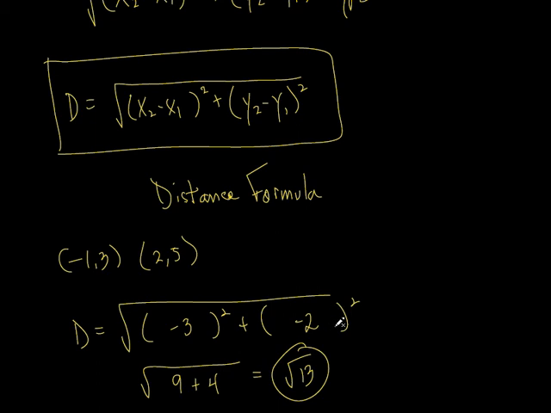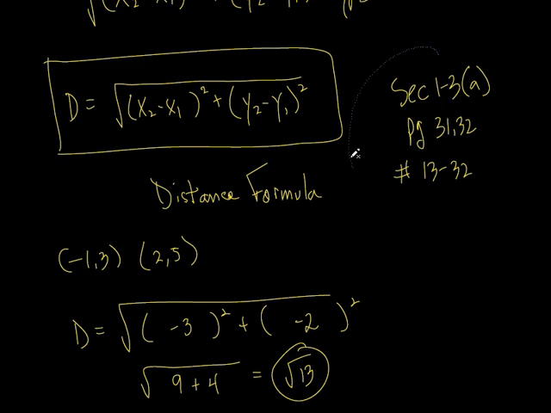Let me give you some problems to do. So it's pages 31, 32. Number 13 to 32. Okay, so it starts at 13 and you go to 32. And this is section 1-3. Call it A because tomorrow we'll do part B. Call it 1-3A, all right? There it is right there. Have fun with that.